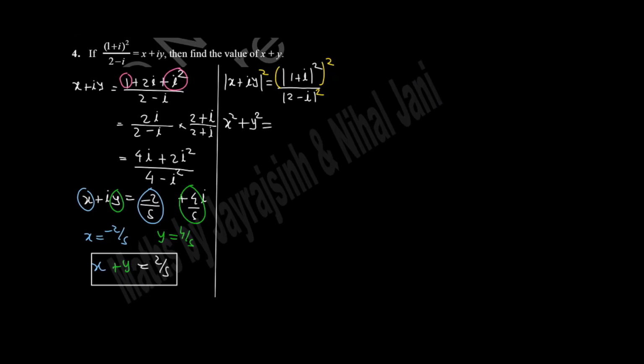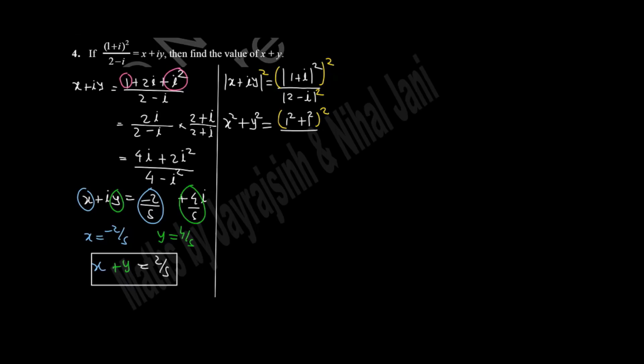Now the numerator, (1 plus 2i) whole square: the real part is 1 square plus the imaginary part is 2 square, and the i square is gone. And this whole square as it is. And what about the denominator? 2 square plus minus 1 square.